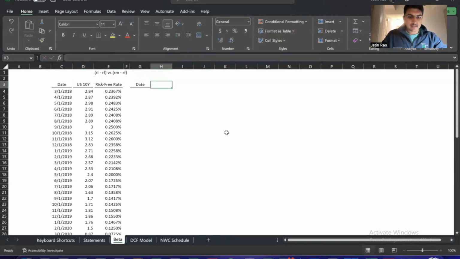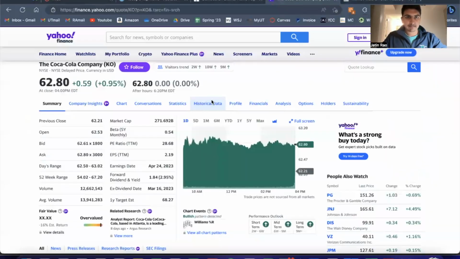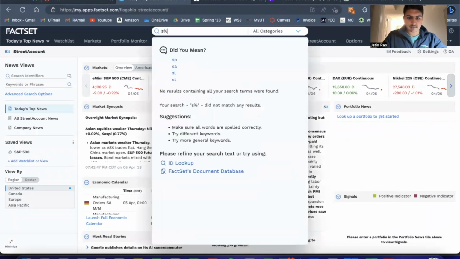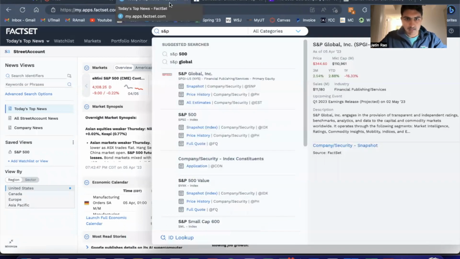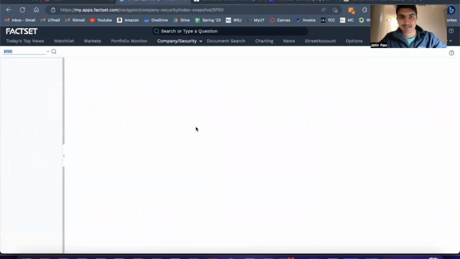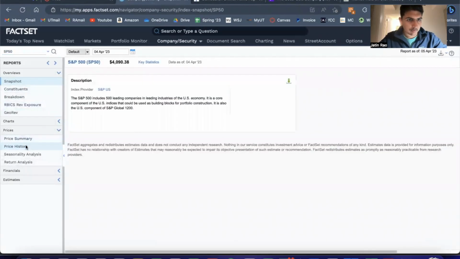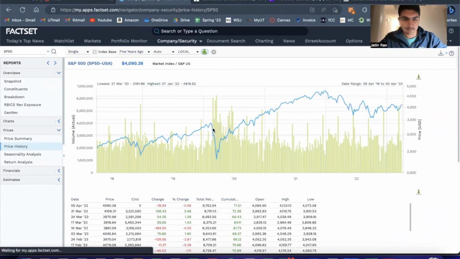I'm going to go for the date, and we're going to use the S&P 500 for our base. So where do we go and find that? Well, go to FactSet. I'm going to move over to FactSet right here. I'm going to go to S&P 500. SP50 is the index right here. So I'm going to go to the snapshot of the index. Okay, let's go to prices. Let's go to price history. And this is going to open up this tab right here.